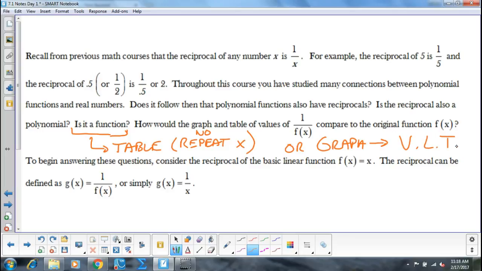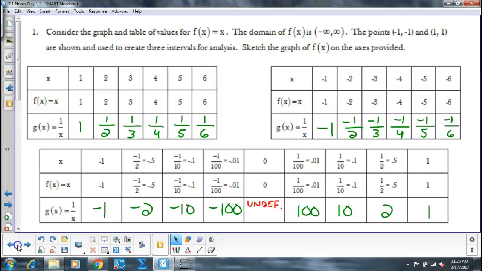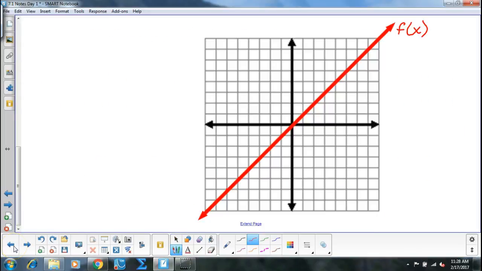Now, what I'd like you and your shoulder partner to do is complete page 2. Spot check, that's what your table should look like. Sweet. Now graph it. Spot check, that's what f of x should look like.